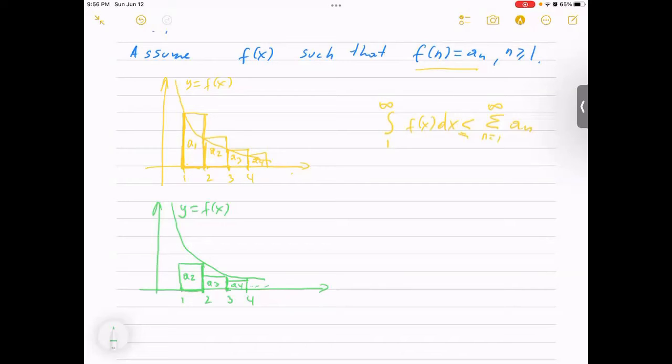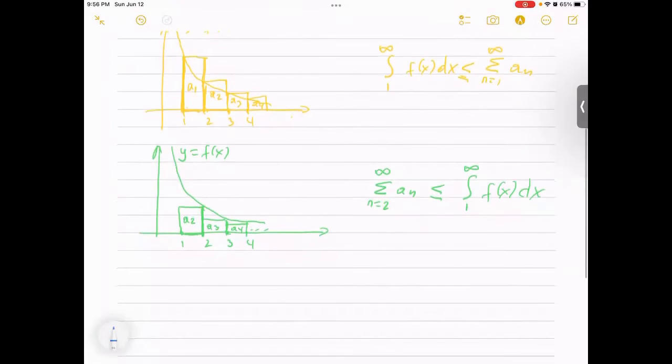So what you notice is that if we add up all those rectangles, which is the sum for n starting from 2 to infinity, that is going to be under the area under the curve. That's going to be less or equal than the integral from 1 to infinity of f of x dx. Those are the two pictures we wanted to see.